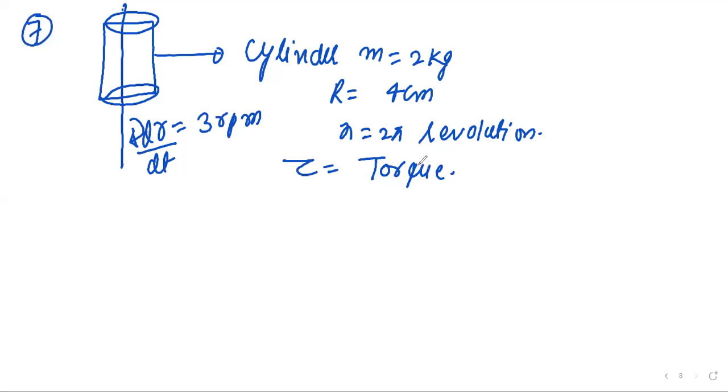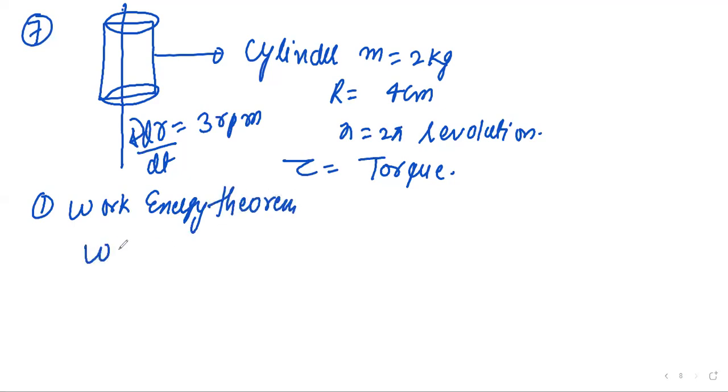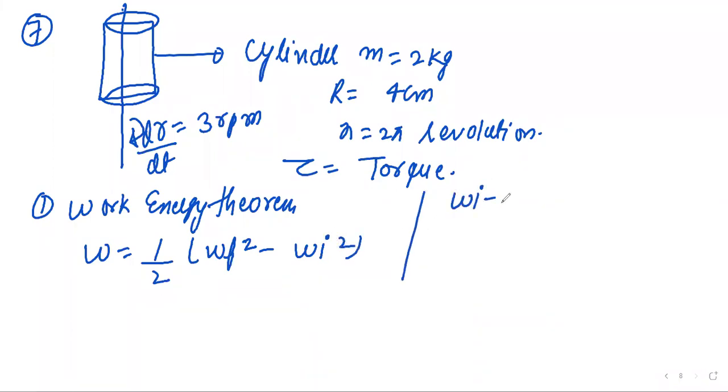Right, so applying the work energy theorem. See here how you will solve it. The work energy theorem is given by W equal to 1 upon 2 I (ωf square minus ωi square). As we know, the initial angular velocity is 3 into 2π by 60.